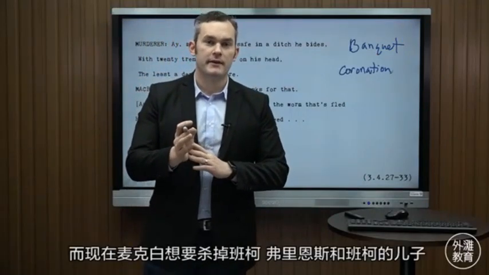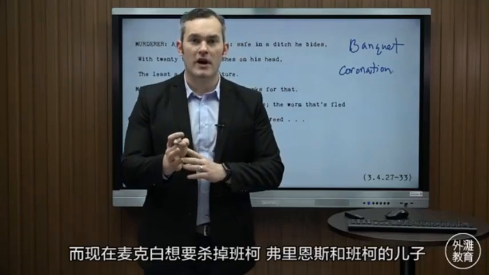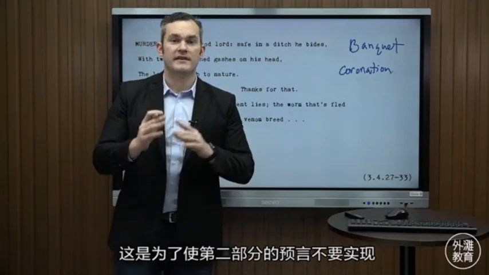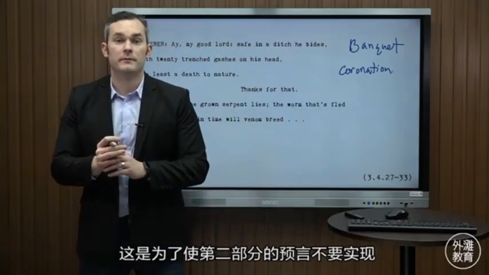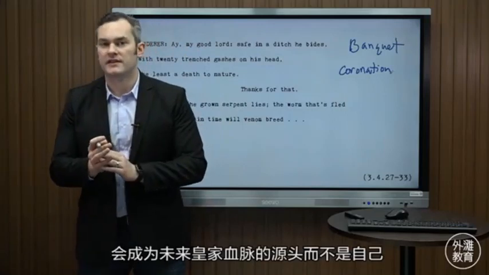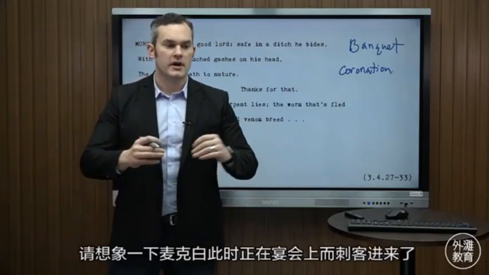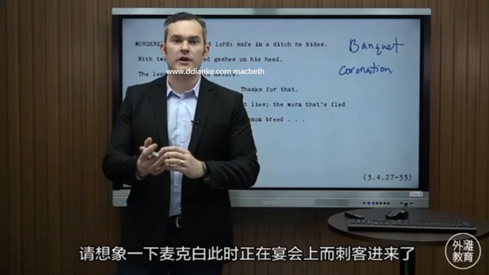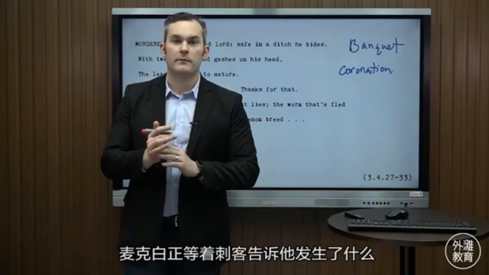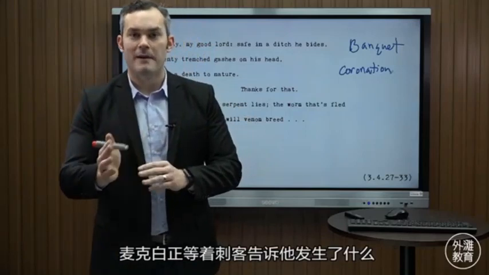Now, Macbeth has decided to have Banquo and Fleance, Banquo's son, killed in order to make sure that the second part of the prophecy doesn't come true. He's afraid that Banquo will be father to a line of kings rather than him. So imagine that Macbeth is at the banquet and the murderer comes back in, and Macbeth is waiting for the murderer to tell him what happened.